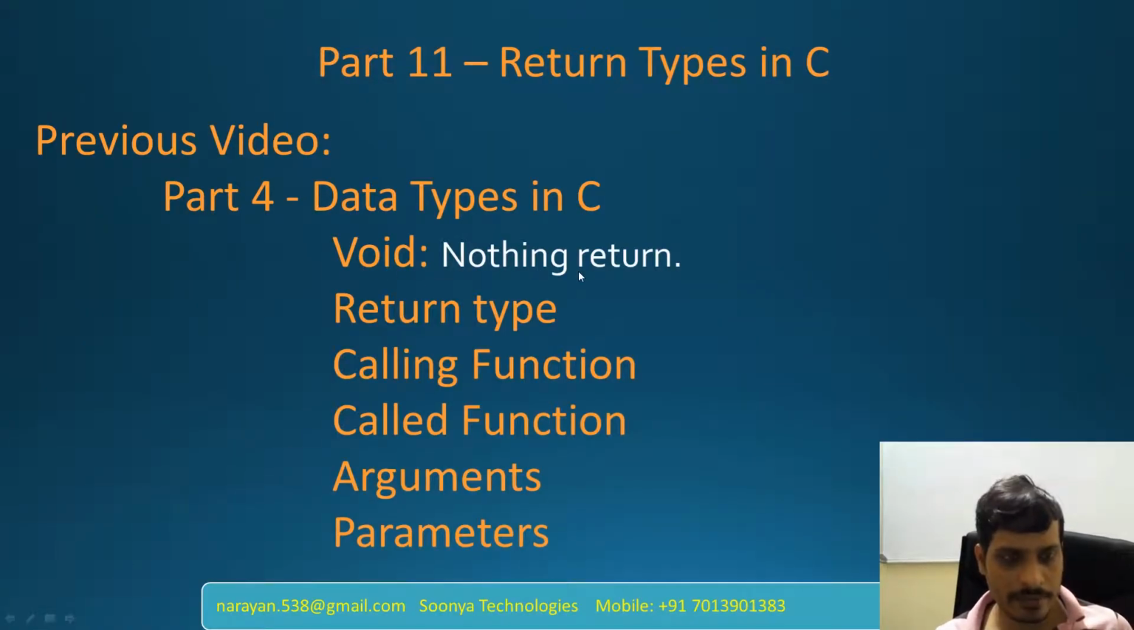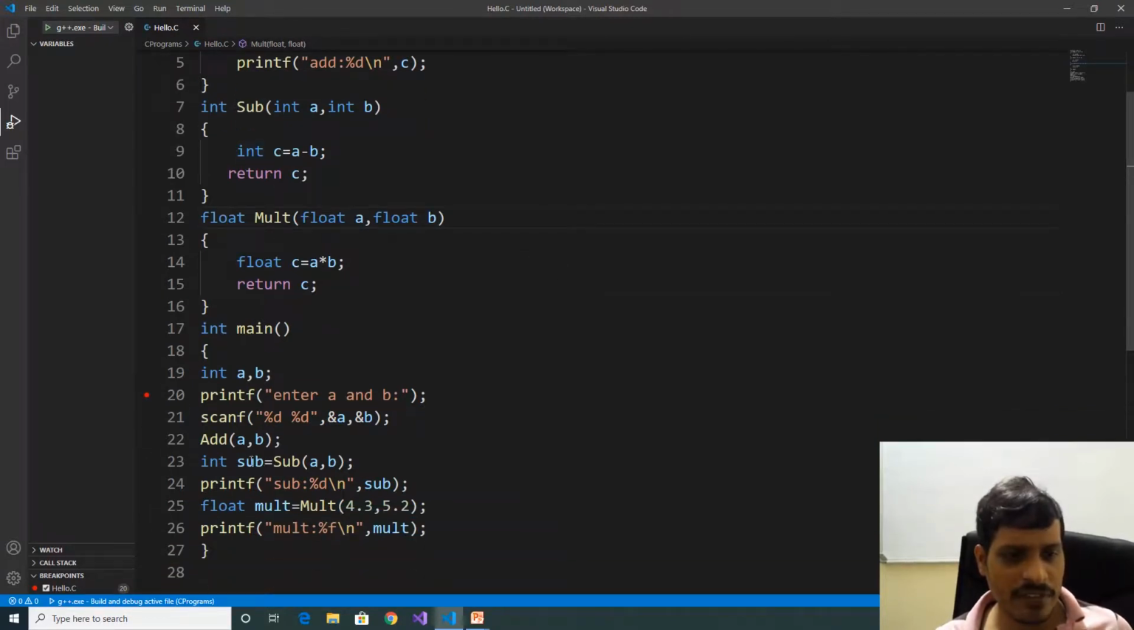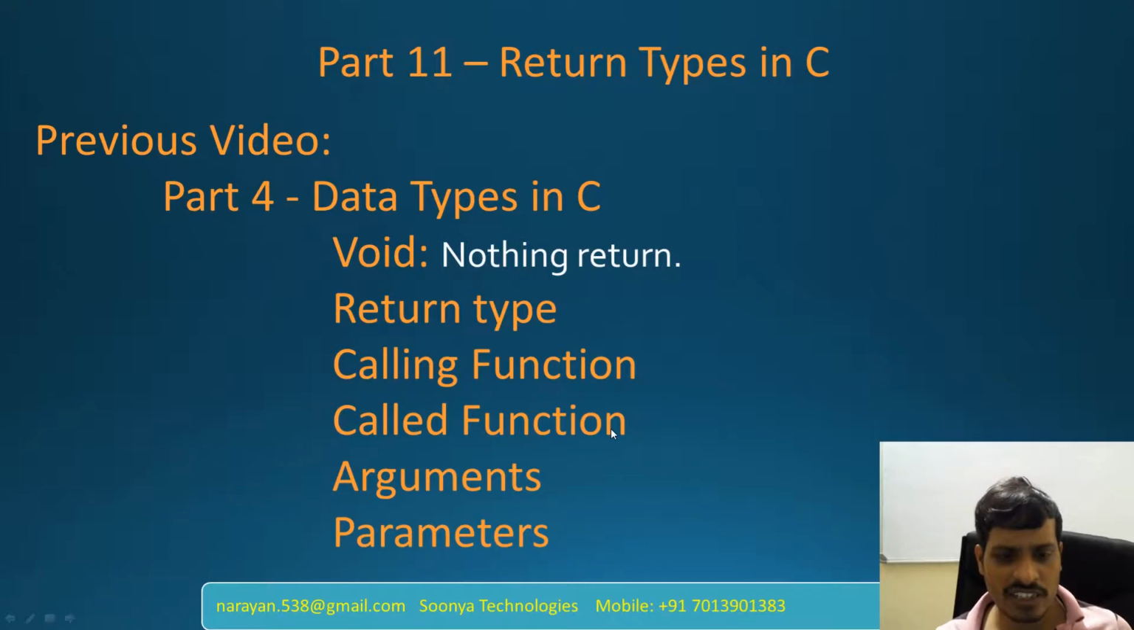Void means nothing is returned. That means here this method return type is void. This method will execute, but it will not return anything to the calling function. Here the subtraction method and multiplication method return integer and float. That means these functions will execute and return the output to the calling function, and here we need to store that output in a variable. Here we have a calling function and a called function. What is a calling function? The function calling some other function is called the calling function. What is a called function? The function called by some other function is called the called function.